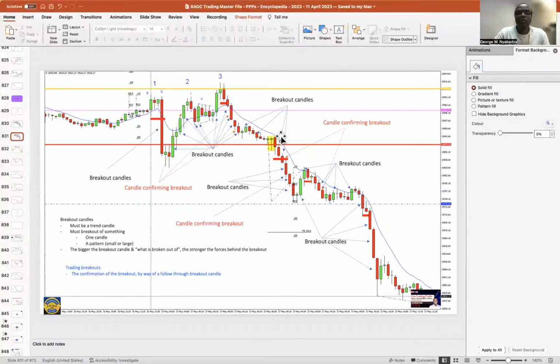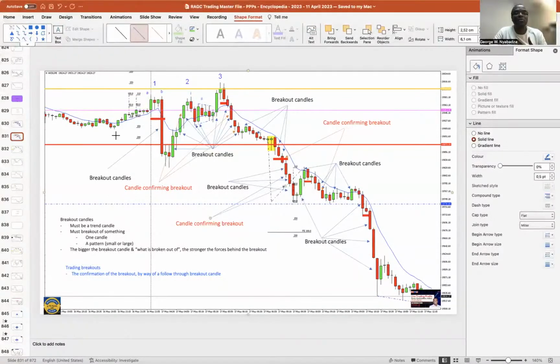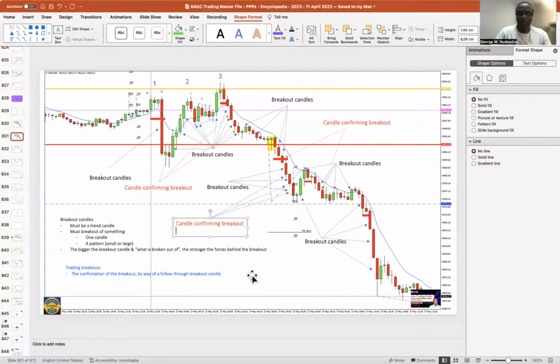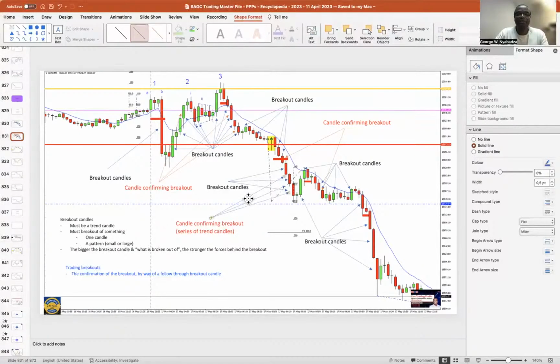Let's put it this way. So you have the breakout, there is a confirmation. The follow-through candles are breakout candles, trend candles. And as we continue to have trend candles, we are confirming the breakout from the previous candle and confirming the whole bear breakout. So that series of trend candles all become confirming trends, confirming breakouts. I just want to make a note here. Series of trend candles. Okay, so that series of trend candles is all confirming the breakouts.